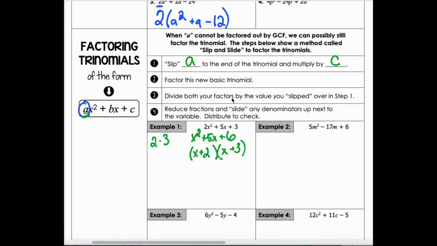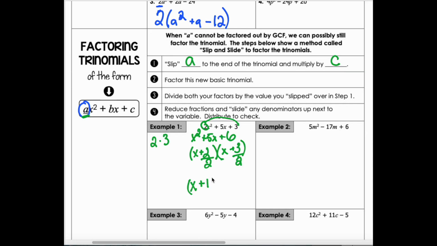Then my next step says to divide your factor by the value you slipped over, right? We just took this 2 and we slipped it to the 3. So now we're going to divide both factors by 2. So we are going to put this 3 over 2, put this 2 over 2. Then we're going to reduce our fractions. So now I have x plus 1.